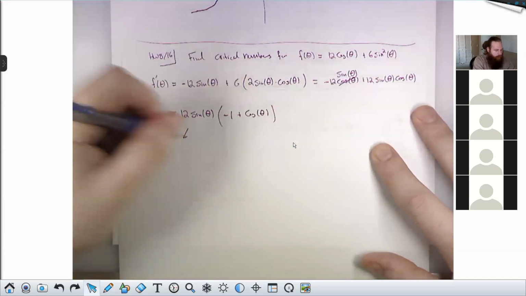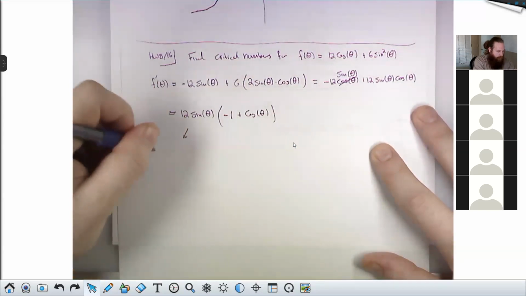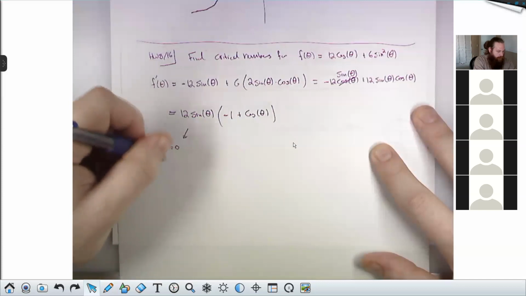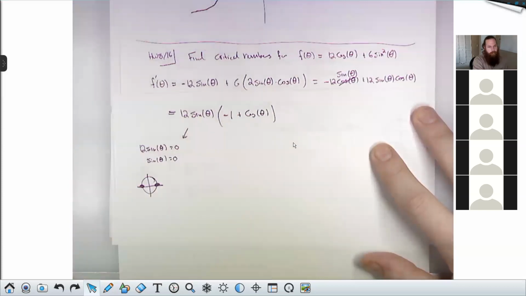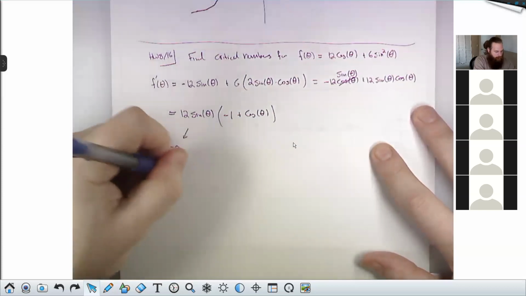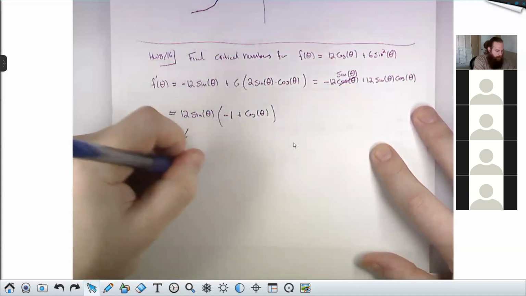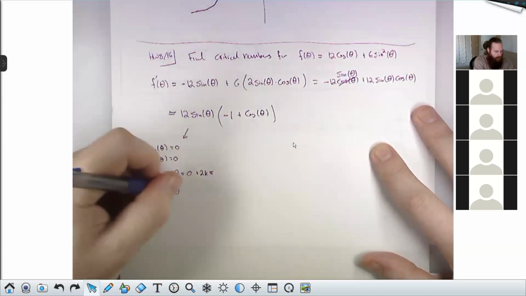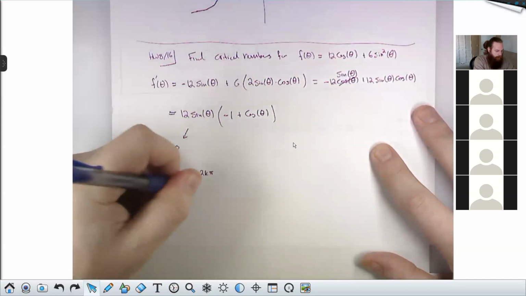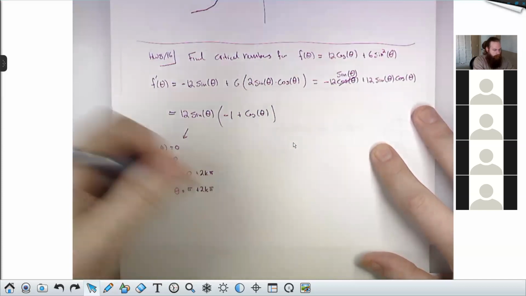Okay, so set this equal to 0. That's the same as saying sine theta equals 0. I look on my unit circle, that's over here and over here. So same sort of thing, theta is either 0 plus 2k pi, that's this first guy, or theta is equal to pi plus 2k pi.